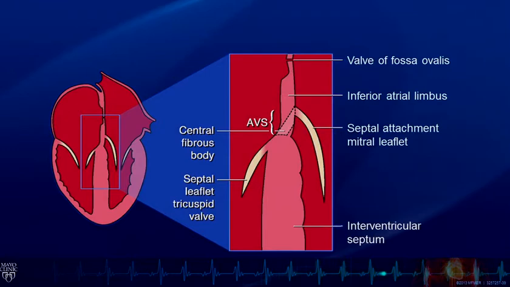The atrioventricular connection is an important echocardiographic landmark in the evaluation of patients with congenital heart disease. This schematic demonstrates the area of interest. It's the point where the atrial septum and the ventricular septum join, and you can see that the mitral and tricuspid valves are also in play here: the anterior leaflet of the mitral valve and the septal leaflet of the tricuspid valve.